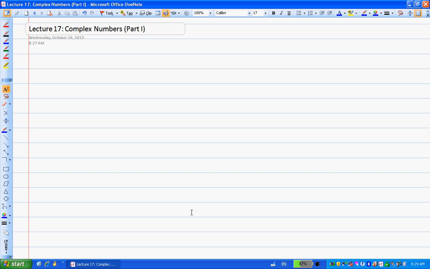Okay, so let's start the lecture, and we're going to start a new topic. After lecture 16, when we are finished with first order differential equation, the logical step is going to be second order differential equation. But we need to solve the complex number in order to solve second order differential equation. So we need to cover this concept, complex number, first, and then we'll go on to the second order differential equation.